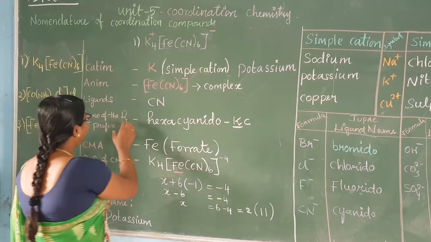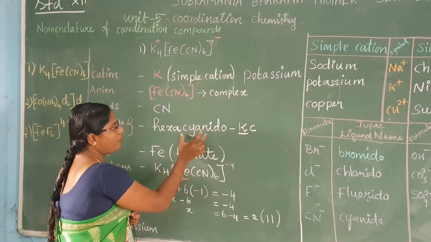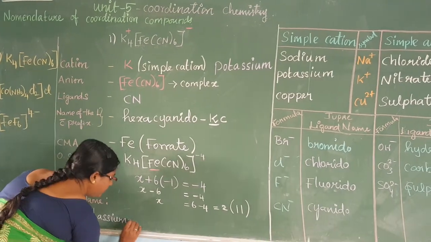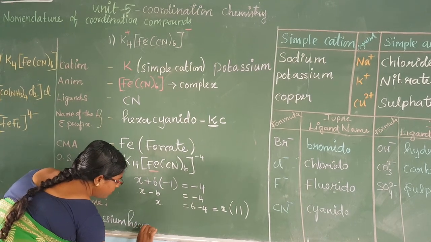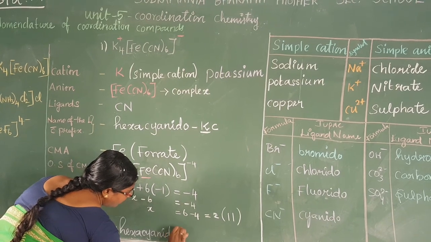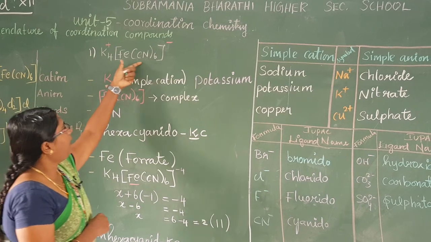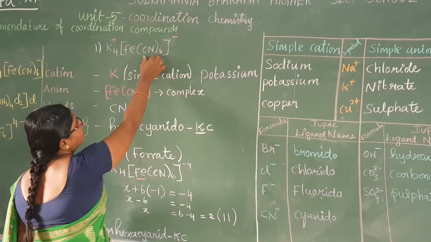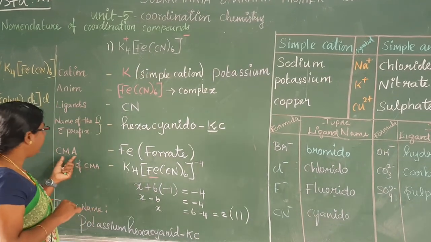We have already named the ligand with a prefix. What is that? Hexacyanido. I am going to write this here as it is. Potassium, I should not leave any gap in between. Okay. Potassium hexacyanido. I have named the complex. After writing the complex, I have to go for the central metal atom.